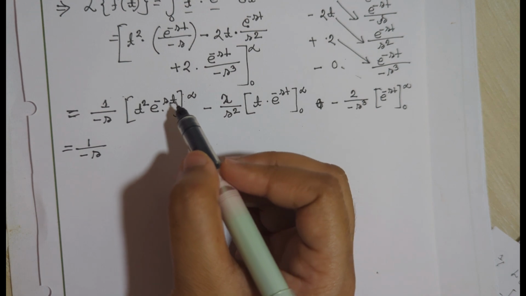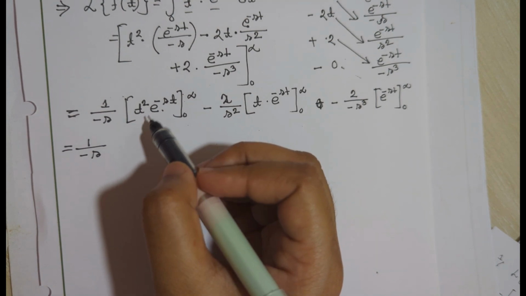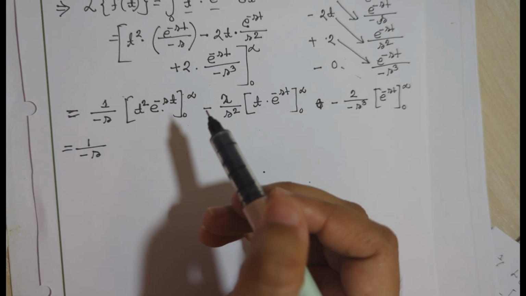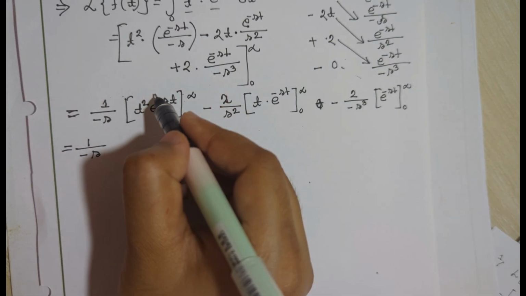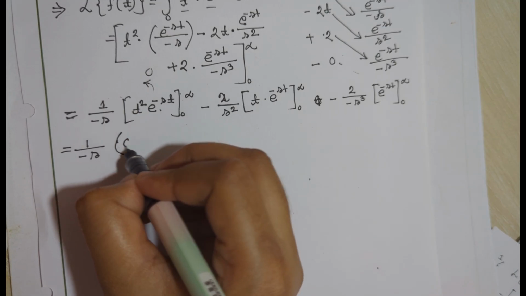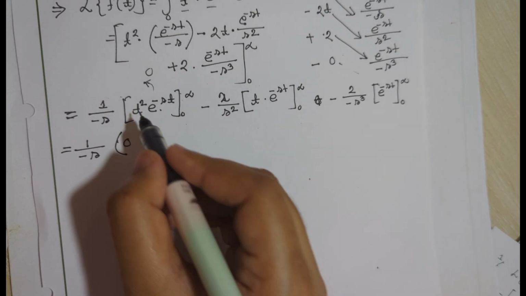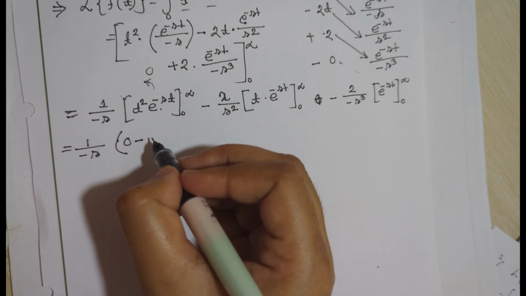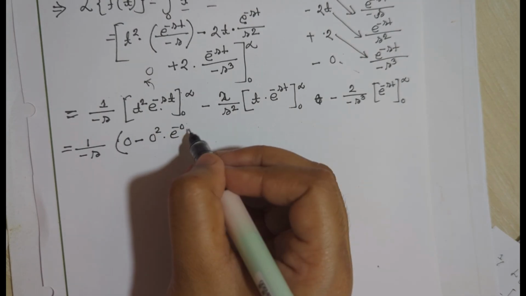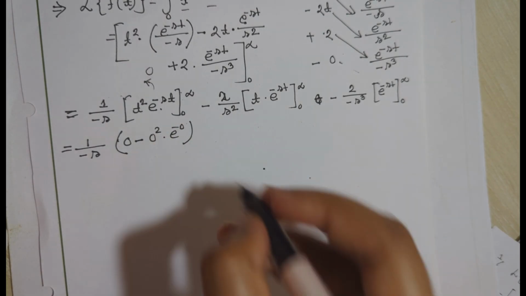Here if we put the higher limit, we will get infinity square into e to the power minus infinity, which is equal to 0. So we will get here the higher limit as 0, and if we put here 0, then minus 0 square e to the power minus 0. If we multiply something with 0, then we will get 0. So the whole term will be 0.